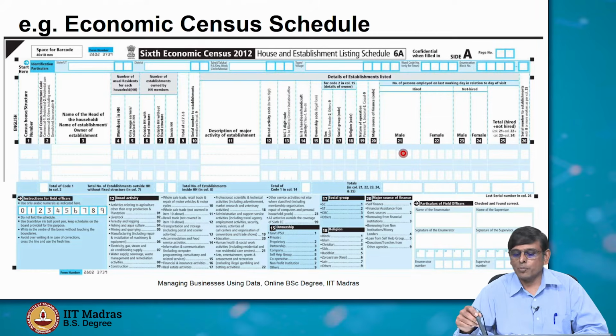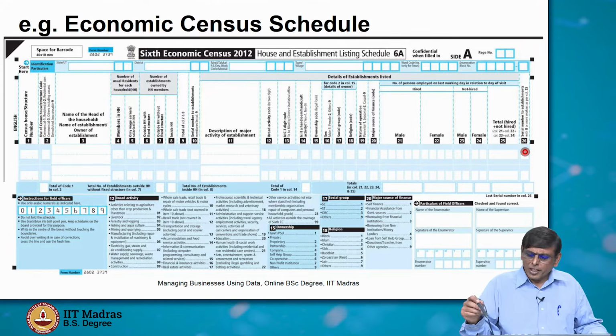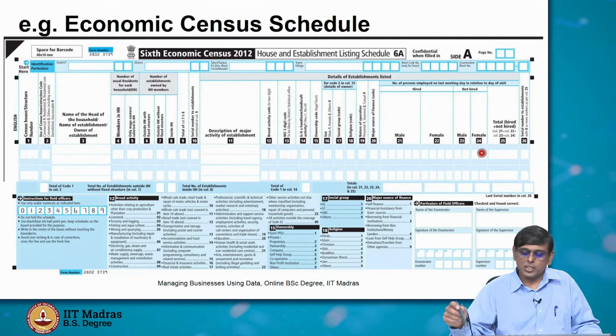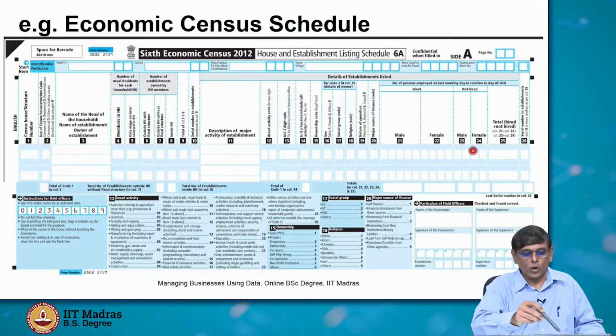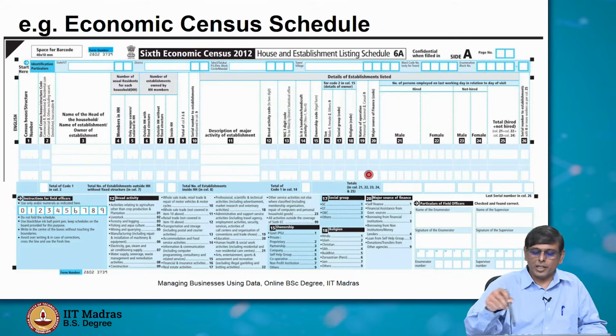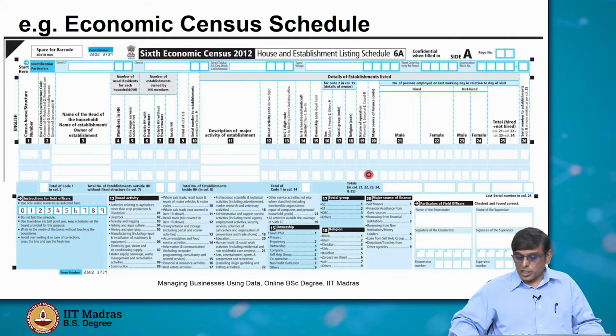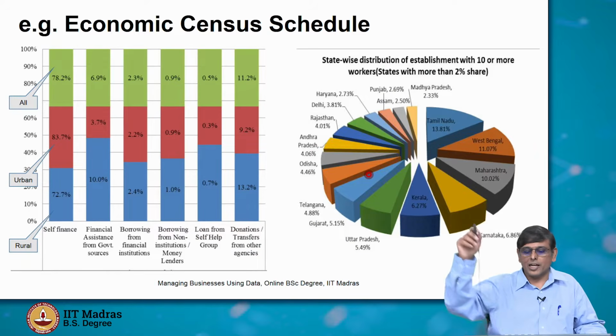And how many people are employed? How many males are employed? How many females are employed? Like that. How many on hired basis, which means on contract basis? How many are not hired, which means they're temporary. Like that, you write down all the things. That is one row, which gives you one establishment. Like that, there are many rows. So this is the schedule, right?